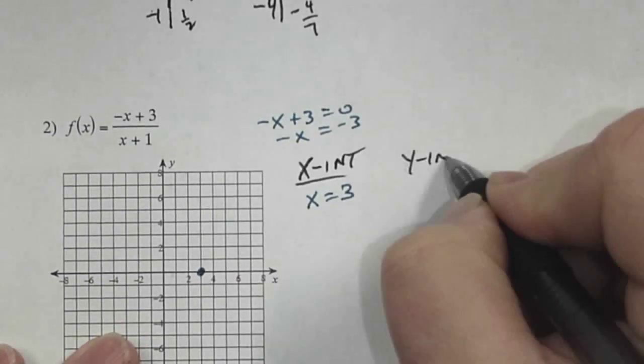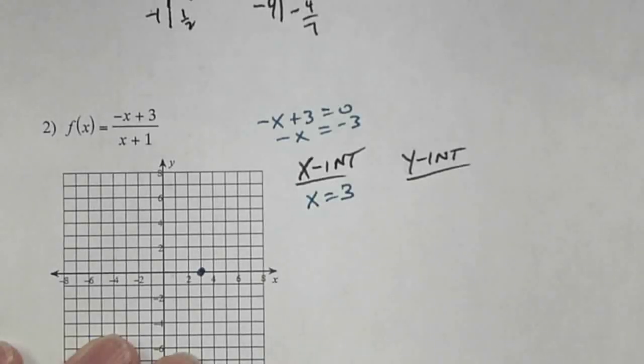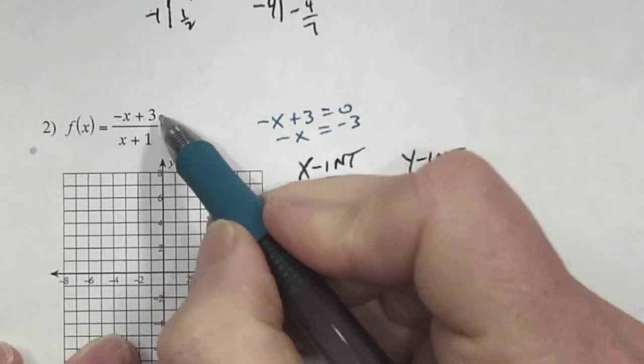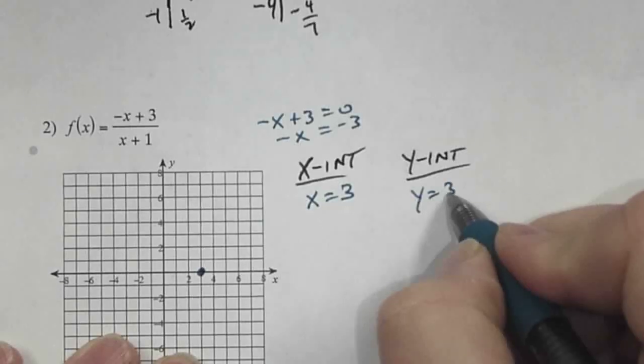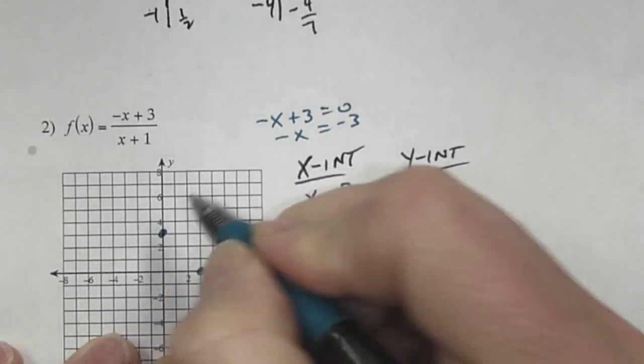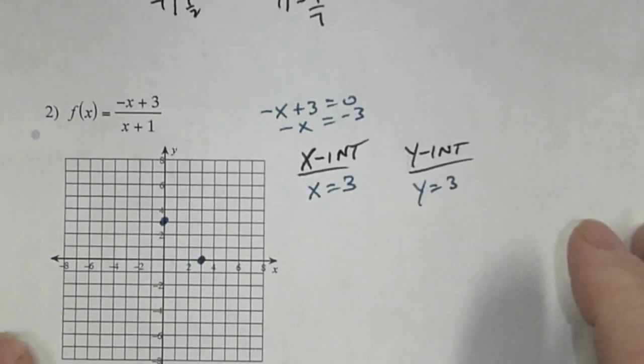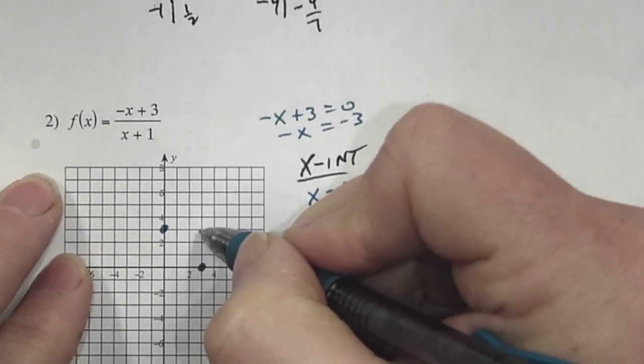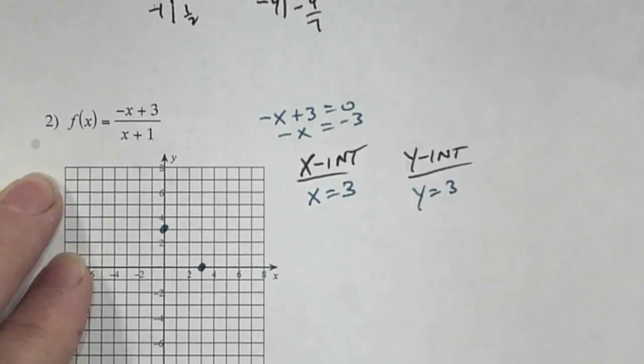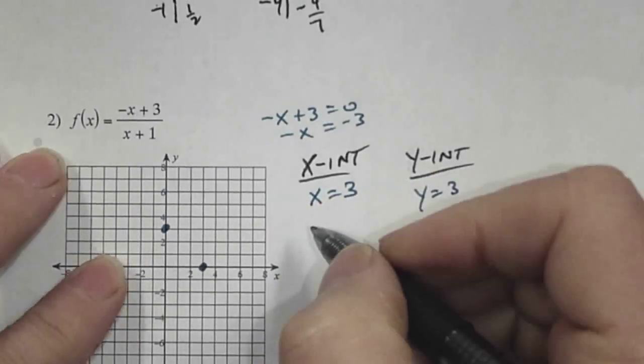So now we go with the y-intercept right here. That's when you plug 0 in. Well, if we plug in 0, we get 3 over 1, so y equals 3. Now, don't confuse these two things, will ya? It's not a single point. You don't put a point over here at 3, 3. It's 1 on the x-axis, 1 on the y-axis. Let's get it straight, people.